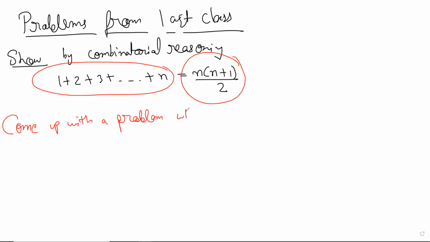Whose answer, let's say, is RHS, and when done in a different way, like maybe using more casework, when done in an alternate way, the answer is left hand side. Since then it will show that they're equal, right? Because they're the solution to the same question.